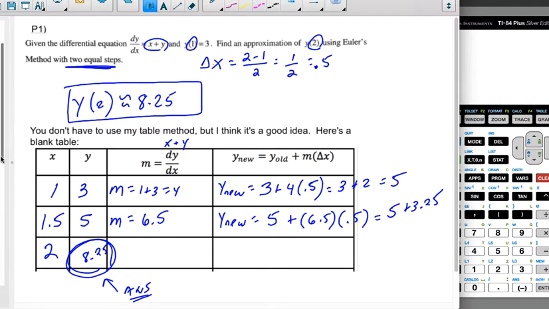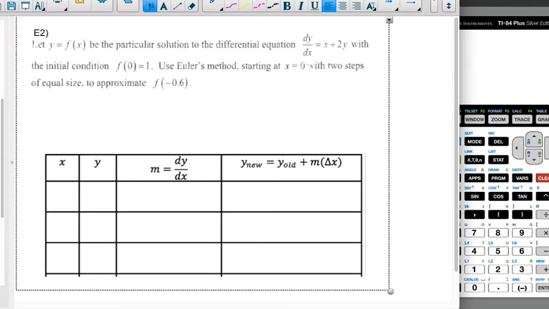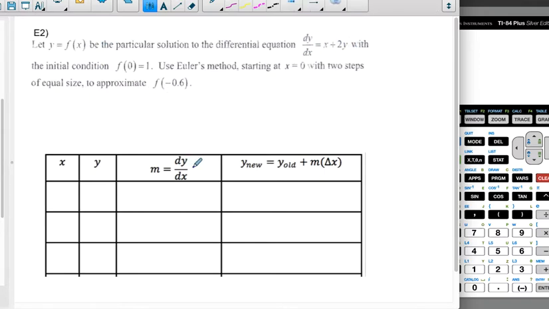Again, you don't have to use the table. Lots of people don't. I just find it's a good way to organize my thoughts. All right, so let f of x be the particular solution to this differential equation. Again, notice that this is non-separable. I'm going to go ahead and write this here. So I can't solve this. We're given the initial condition that f of 0 is 1. So f of 0 is 1.